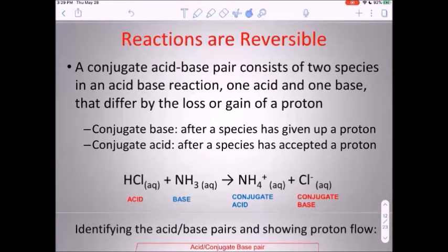So on the left-hand side, we already identified our acid and our base on the previous slide. So I have my acid here and my base here. Now the conjugate acid and conjugate base are on the right-hand side, or the opposite side of the equation. And the conjugate base is what the species looks like after it has given up a proton. So my HCl over here gave up that proton and became Cl minus, making this the conjugate base. My NH4 plus is what happened after the base accepted a proton. So this would be a conjugate acid-base pair, and this would be a conjugate acid-base pair.